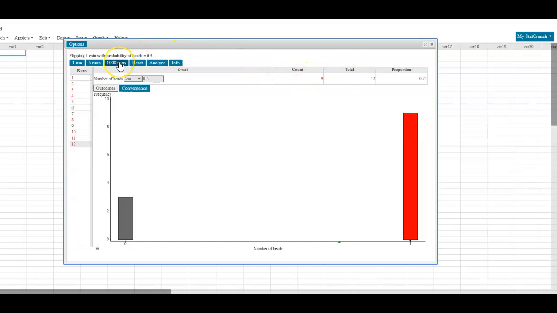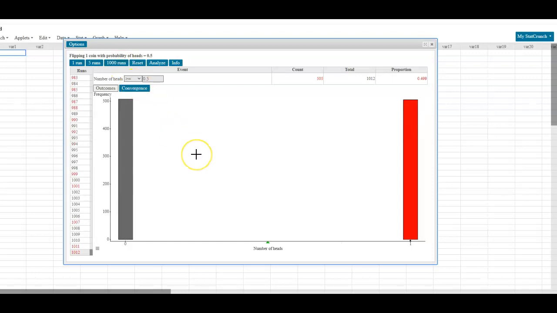So now if I click 1,000 runs, that would be like me flipping a coin 1,000 different times in a random process. Okay, now what you should notice is that the proportion of times we observe a head settles down to a specific value. In this case, it settles down to 0.499 because 505 out of 1,012 flips of the coin resulted in heads. Now, if I hit reset, I can do the same thing a second time.